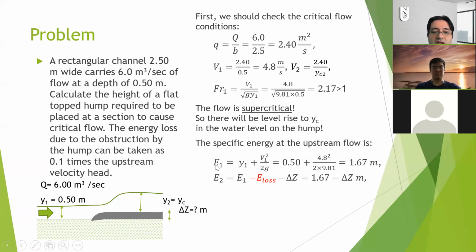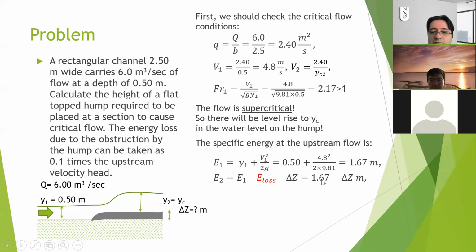Okay, and then here I wrote for you the energy equation, the specific energy for point 1. It is written on the screen, please check it out. We have the depth here, 0.5, and this is the velocity head. So in total we have 1.67 meters of total energy on the left side, on the upstream flow. And as you remember, the specific energy on the downstream flow should equal the upstream flow energy minus delta z. Also, if you have energy loss, you should subtract it on the right side too, so you are supposed to add it here as a minus energy loss.